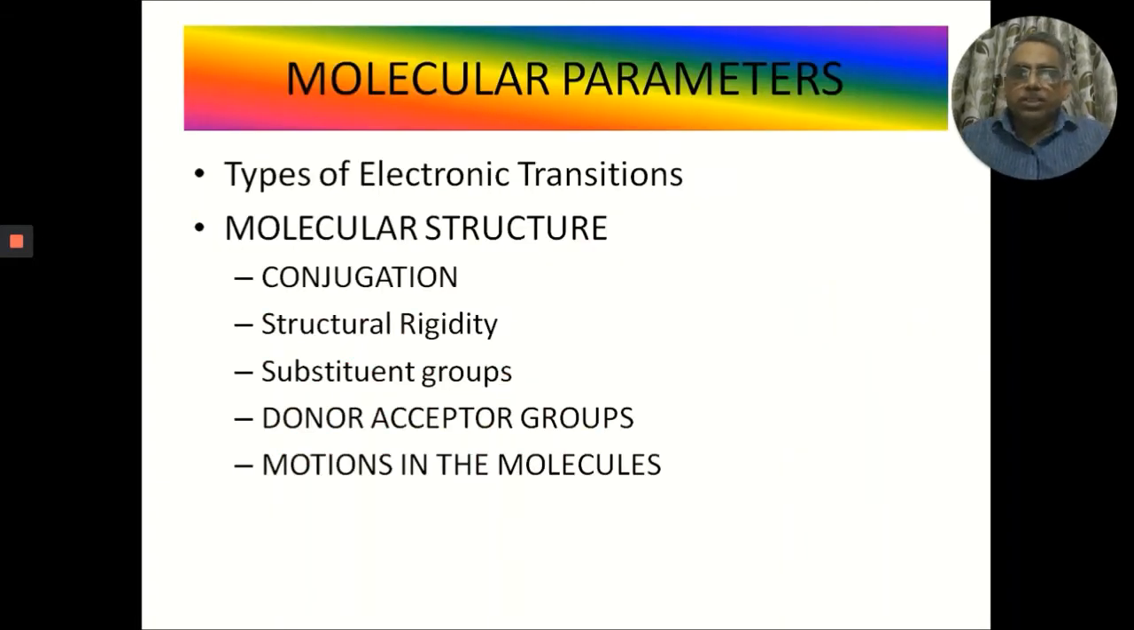To begin with, let's look at the molecular parameters. In order to understand the molecular parameters, we need to go through the details of the electronic transitions in organic molecules, and these electronic transitions are very important. They play the role of absorption of a photon. The second stage is the molecular structural features, which include conjugation, structural rigidity, substituent groups, donor acceptor groups, and motions in the molecule. They all play a role in the fluorescence behavior of organic molecules.